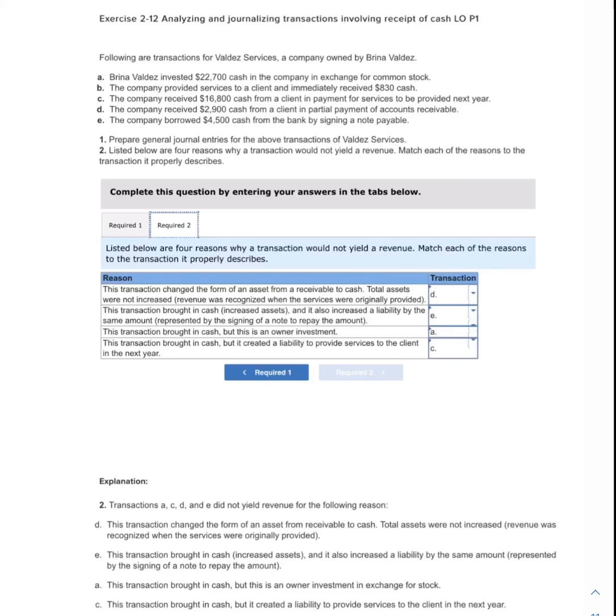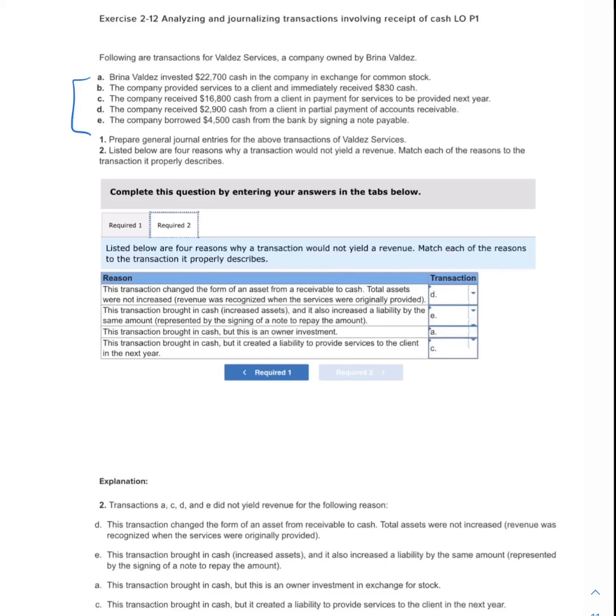The first one tells us this transaction changed the form of an asset from a receivable to cash. Total assets were not increased. Revenue was recognized when services were originally provided. So if you read through these options, the one that most clearly sounds like that is letter D. That tells us the company received $2,900 in cash from a client in partial payment of accounts receivable. So we're simply debiting the cash, crediting the accounts receivable. You're changing the form of the asset, but total assets has not changed, and you're not recognizing a revenue because that would have been done at the original date.